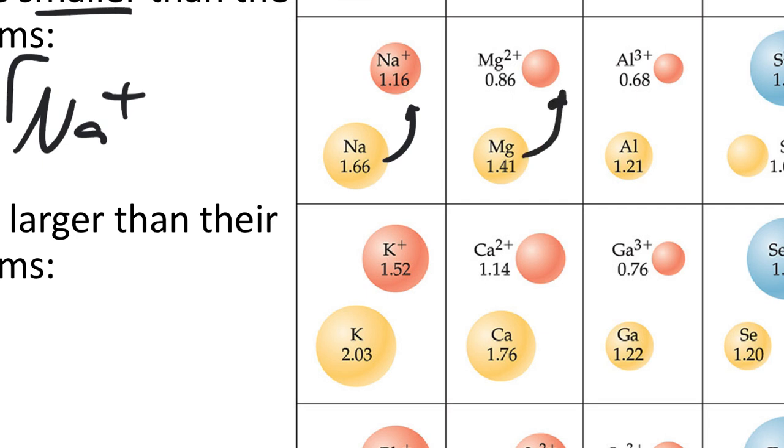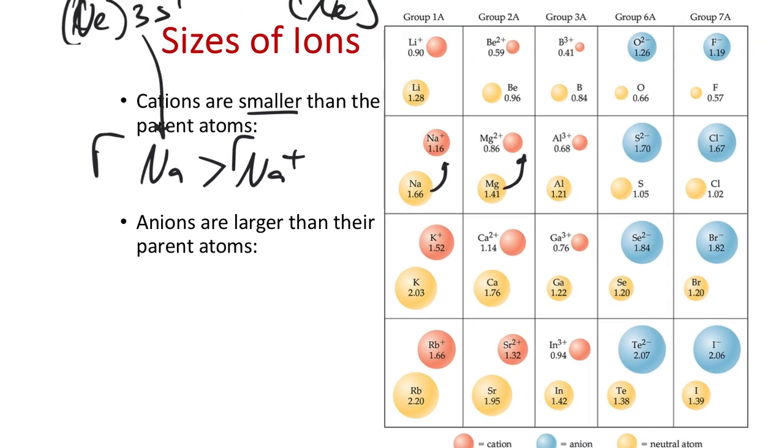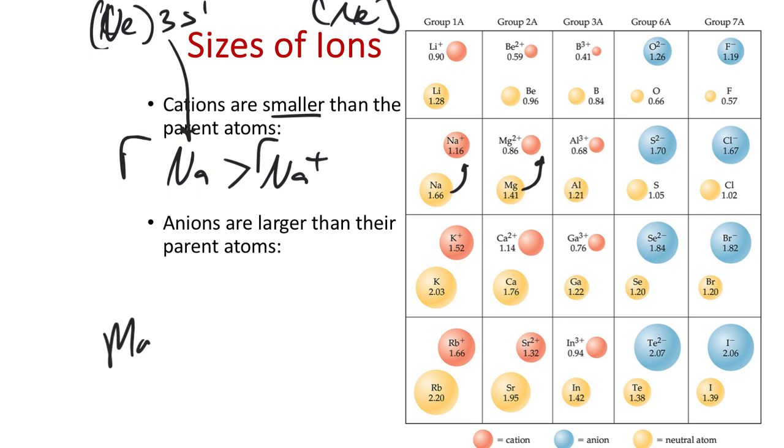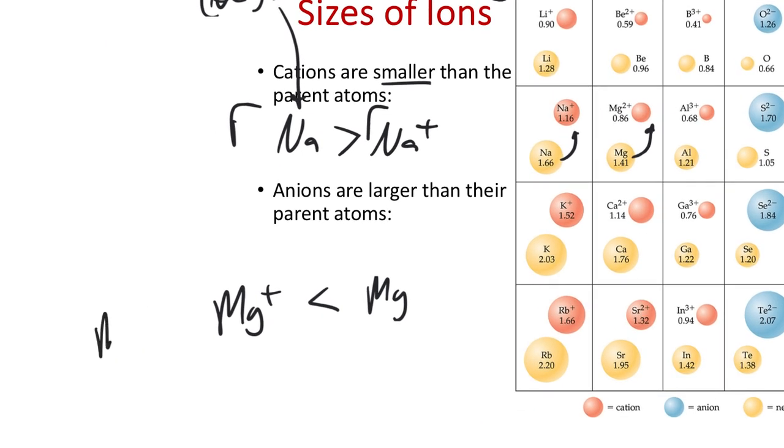Magnesium 2 plus is a lot smaller. You lose 2 electrons, you lose a lot of size. So magnesium 2 plus is a lot smaller than magnesium. But we could even say that magnesium with a positive charge would be smaller than magnesium atom, and magnesium with a 2 plus charge, even smaller. So lose 1 electron off magnesium, smaller. Lose a second electron, even smaller.